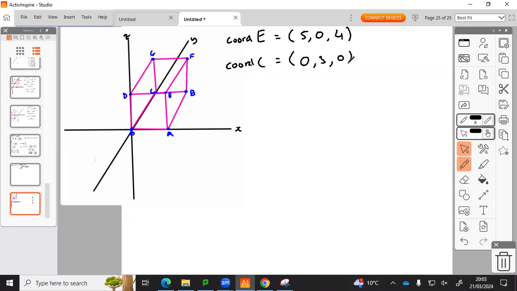Coordinate E is in the top face of the cube. So I've got some distance in the X, in Z. It's in the outer edge of the cube, it's to the outer right hand side. So I've gone along the X, so that's where my 5 and my 4 come from there. My C value is the bottom face of the cube. It's the bottom left hand corner, so I've not got any distance on the X axis or the Z axis. But on the Y axis, I've gone back 3 spaces.